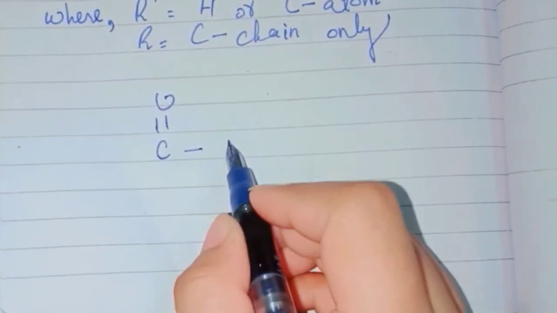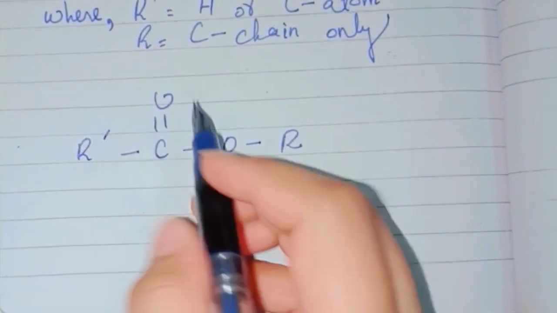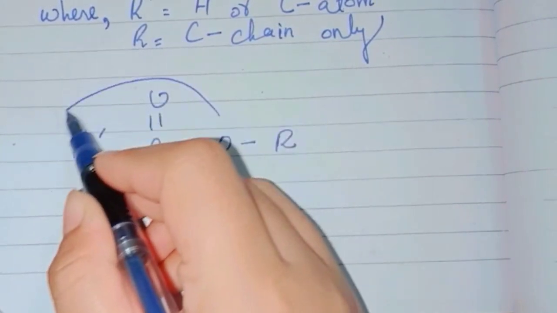The R part is termed alkyl, and the other part is called alkanoate. Then the IUPAC name is written as alkyl alkanoate.